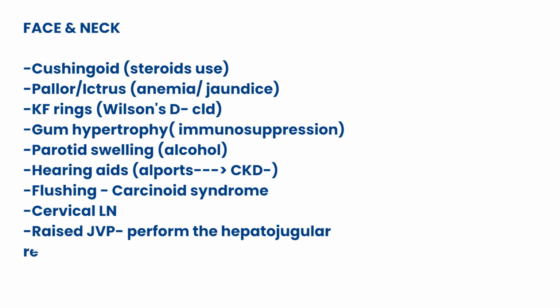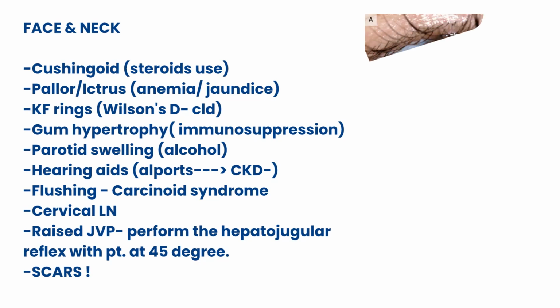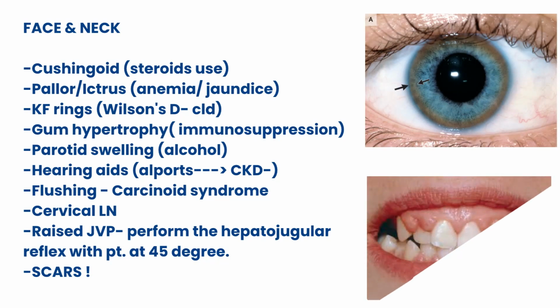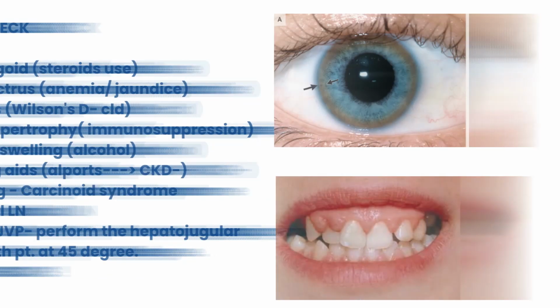Look for JVP. Remember that JVP should always be checked when the patient is at 45 degrees and never at 90 degrees. You have to be very careful regarding this, and look for any scars. You cannot miss the scars in the basic exam, because the examiners may not forgive you for that.